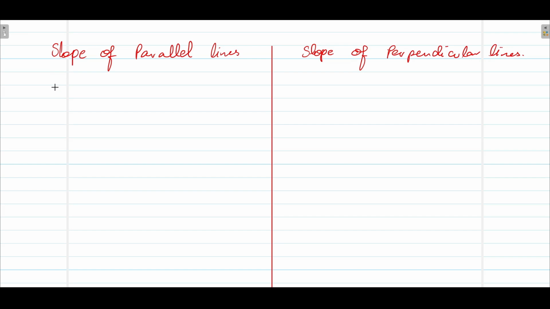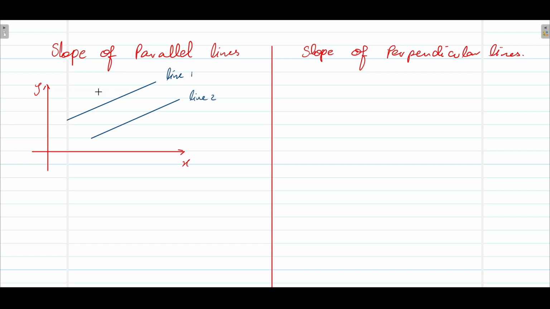So, like for instance, if we have a certain xy coordinate plane, so this is the x-axis, this is the y-axis, and I have two lines. This is the first line, and this is the second line. So this is my line number 1. This is line number 2. Obviously line number 1 will have a certain slope m1 and line number 2 will have a certain slope m2.